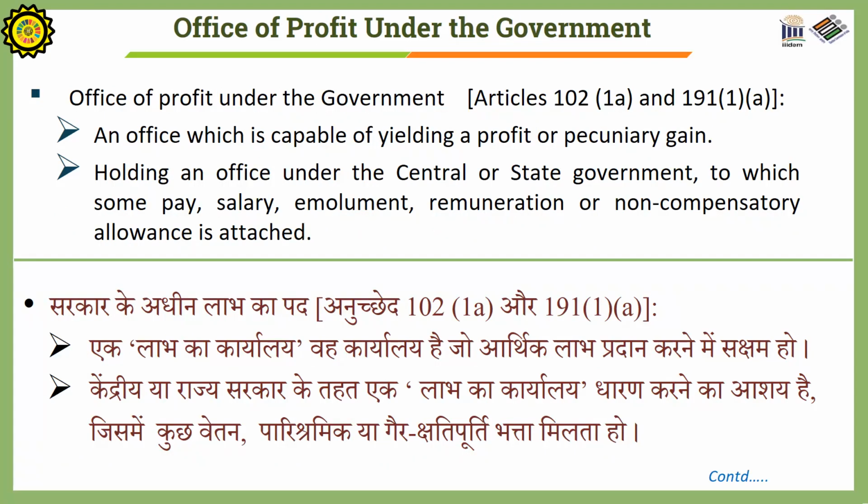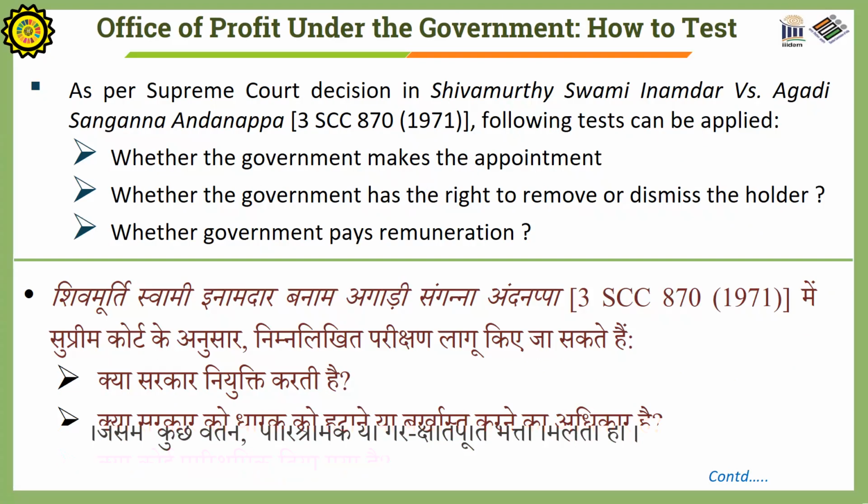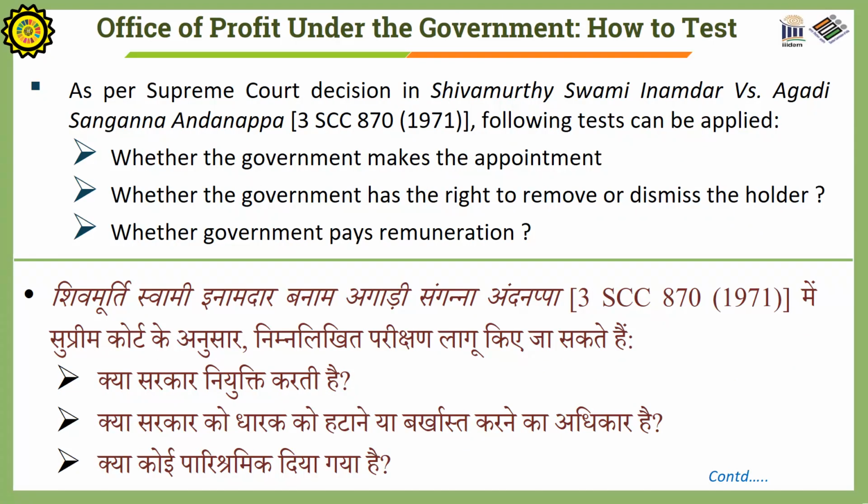Office of profit under the government. An office which is capable of yielding a profit or pecuniary gain, holding an office under the central or state government to which some pay, salary, emolument, remuneration, or non-compensatory allowance is attached. How to test? As per Supreme Court decisions in Shivamurthy Swamy Inamdar versus Agadi Sagananna Ananappa, the following tests can be applied. Whether the government makes the appointment, whether the government has the right to remove or dismiss the holder, whether the government pays remuneration.